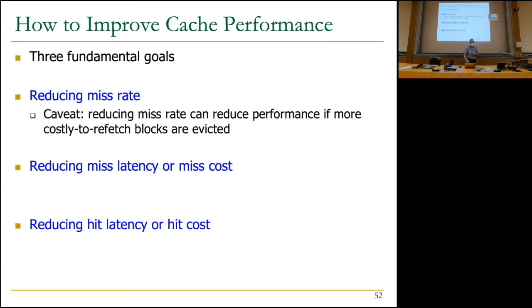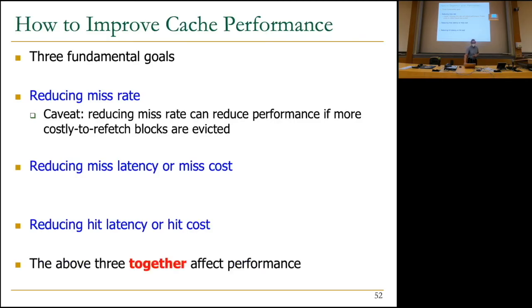Reducing the miss rate can reduce performance if more costly to refetch blocks are evicted. Reducing the miss rate may also increase the hit latency by increasing the size of the cache, etc. So basically, all of the above together affect the performance, especially miss rate and miss latency a lot. Hit latency is especially important at the L1 level, if you cannot really tolerate the latency.